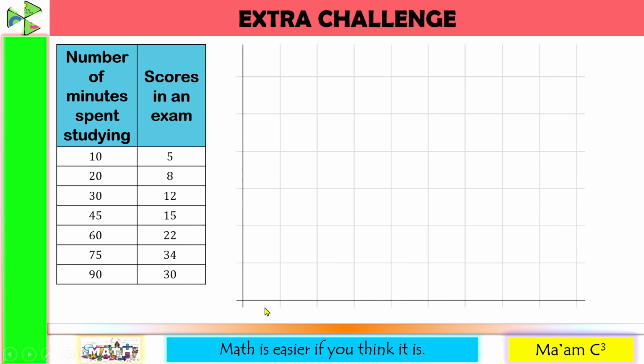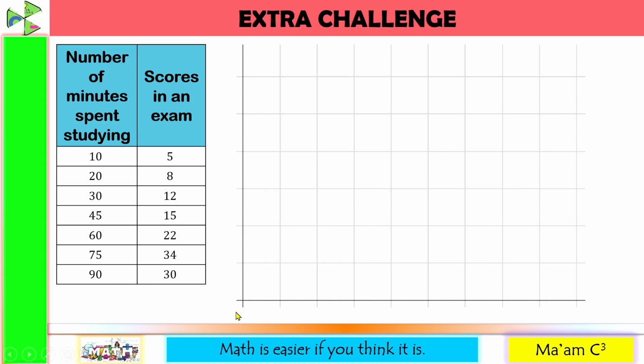Let's have the Cartesian plane. Ask yourself, which one is dependent to another? I believe the scores are dependent on the number of minutes spent on studying. So this will be our independent variable. We are going to plot this in our x-axis. The smallest number is 10, the highest number is 90. I'll choose an increment of 10.